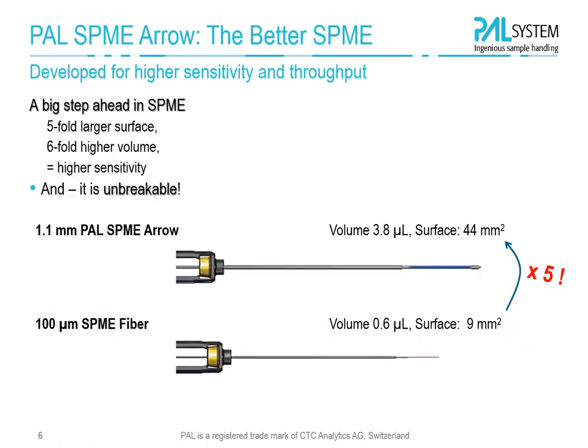A new development came a few years ago with the SPME Arrow. This is a big step ahead in SPME. The arrows allow a larger sorbent surface and also a higher sorbent volume, which translates directly into higher sensitivities. On top of that, the arrow is more robust and is unbreakable.